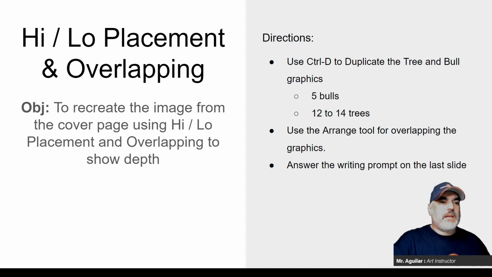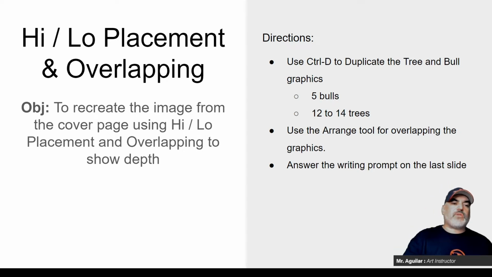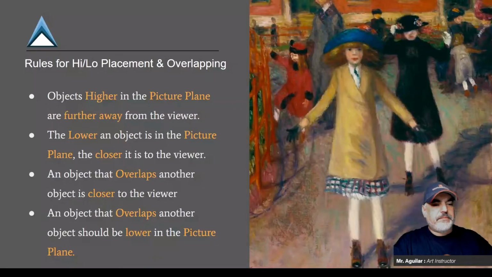Directions. We're going to use Control D to duplicate the tree and the bull graphics. You're going to need 5 to 6 bulls. You're going to need 12 to 14 trees. Use the Arrange tool for overlapping the graphics. Answer the writing prompt on the last slide. So in this video, we're just going to be going over how to manipulate the graphics.